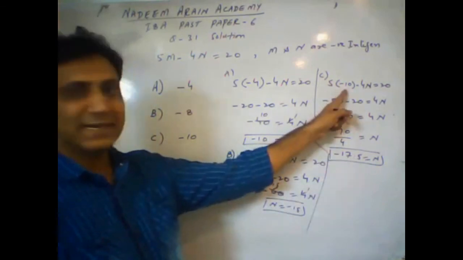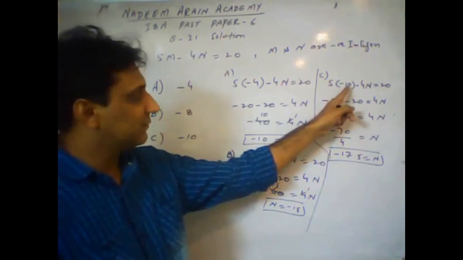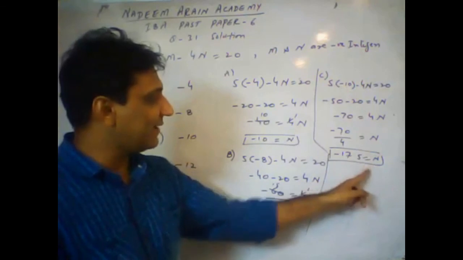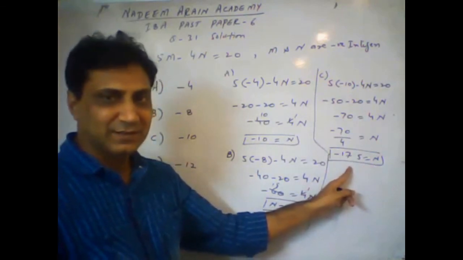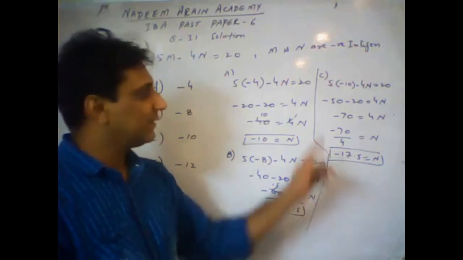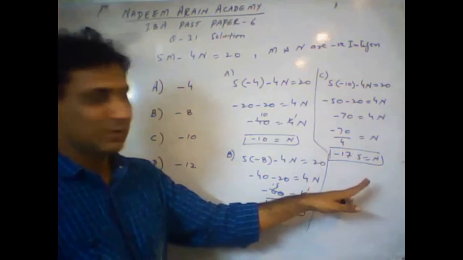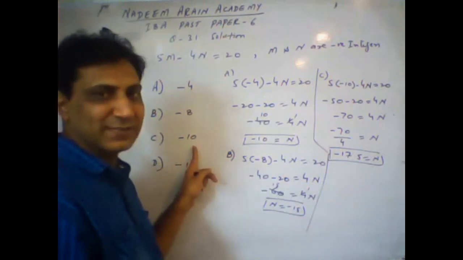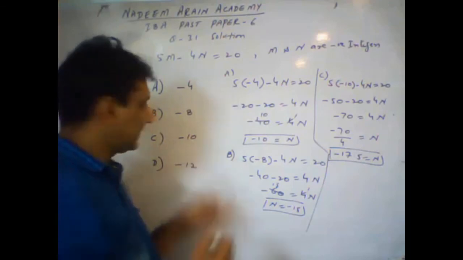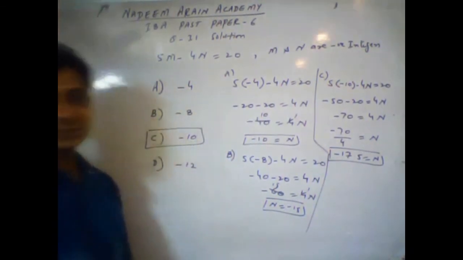So minus 10 cannot be the value of m because putting this value, we don't have n as a negative integer. So we can only accept those values of m that will also give n a negative integer. So minus 10 is not a possible value of m. So C is your answer. Thank you so much.